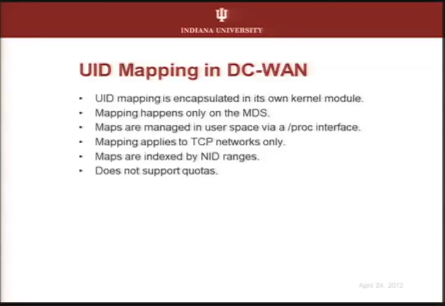Okay, so what we currently have in UID mapping on the Data Capacitor WAN is it's encapsulated in its own kernel module, so it limits the number of places it touches Lustre proper. Mapping happens only on the MDS. The maps are managed by a proc interface on the MDS, which works, but is not exactly where I want to be doing most of my system administration. Mapping only applies to the TCP networks, and that's primarily a limitation of that's all I had to work with at the time. And the maps are indexed by NID ranges. We can make that better and more efficient. And as I said, it unfortunately does not support quotas.